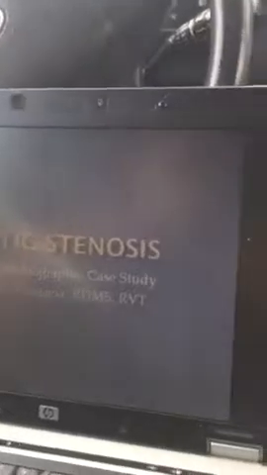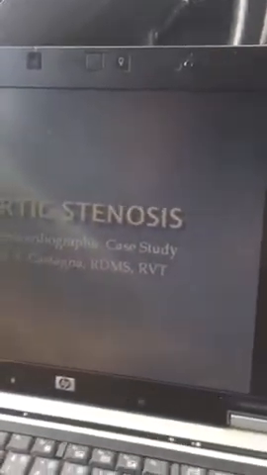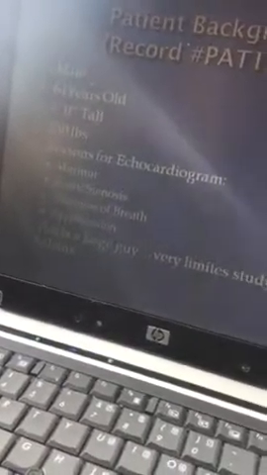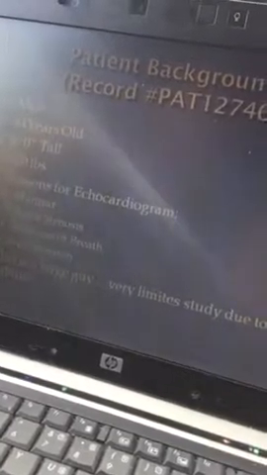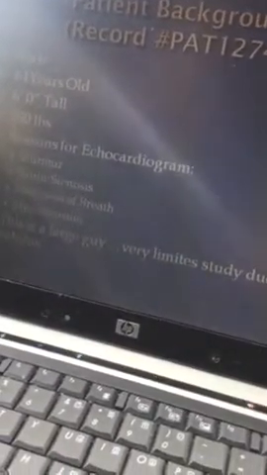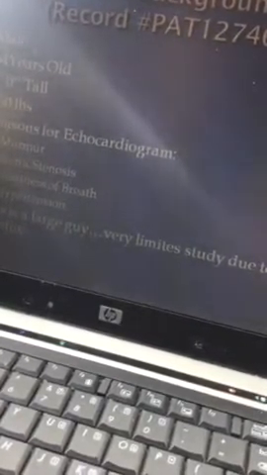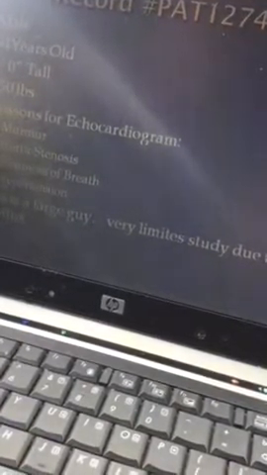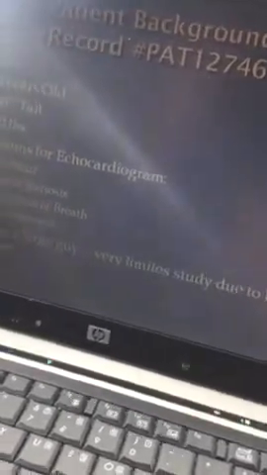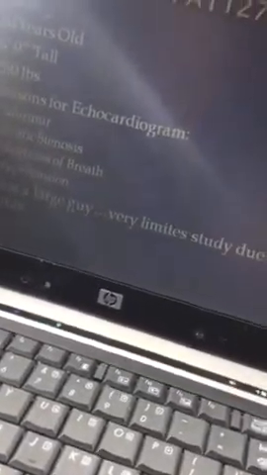For my second case study, we looked at a very limited study showing some aortic stenosis. The patient is a male, 64 years old, 6 feet tall, 250 pounds. As opposed to the last patient, this patient was a very large man, and because he was so large, the study was very limited due to his body habitus. The reasons for the echo were they noticed a murmur, aortic stenosis, shortness of breath, and hypertension.